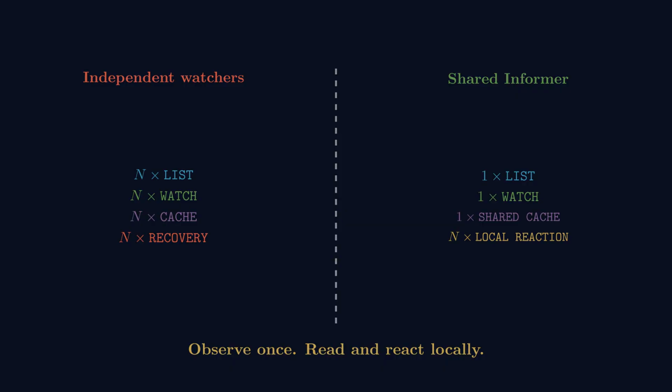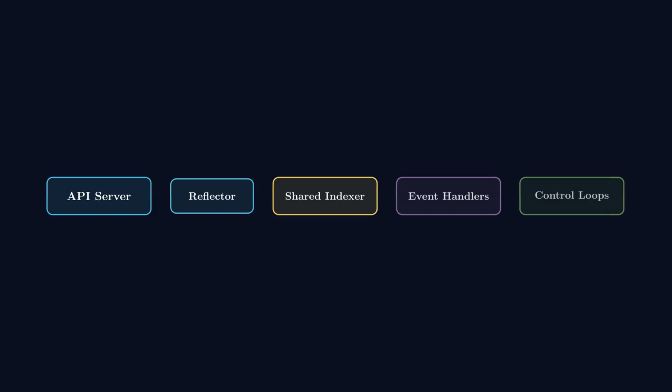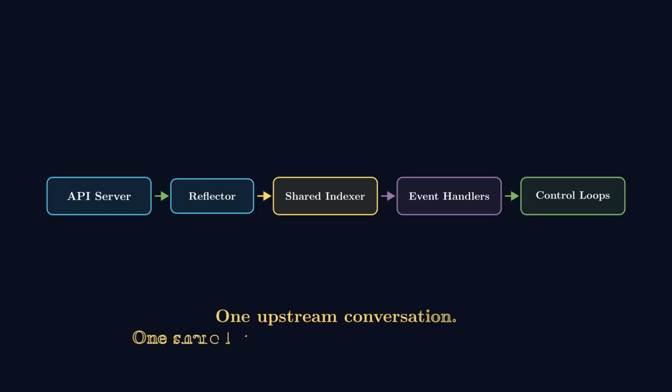The engineering idea behind the shared informer is simple. When several consumers need the same changing data, do not make each one repeat the expensive observation. Maintain one recoverable local view. Then let every consumer apply its own logic to that shared view.